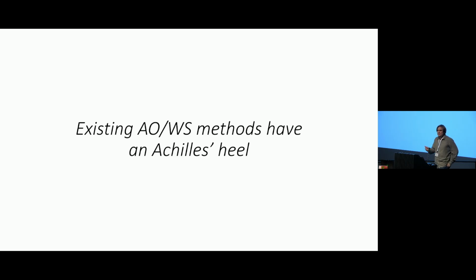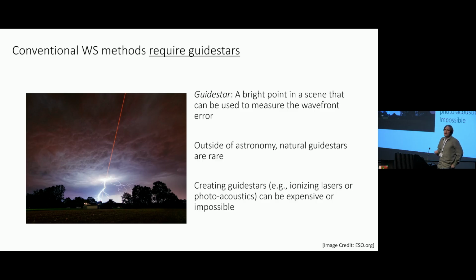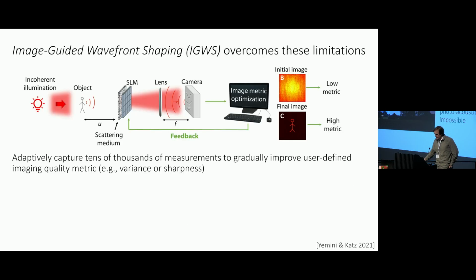Unfortunately, almost all of these systems have an Achilles heel, and that is that by and large, they rely on guide stars. They rely on a few bright point sources in the scene that you can use to calibrate the system. While this is okay in various astronomy applications where you can look up at the North Star or create something with a laser, this is a major issue in biomedical imaging applications where, without really complicated tricks, it's hard to induce guide stars within tissue for calibration.